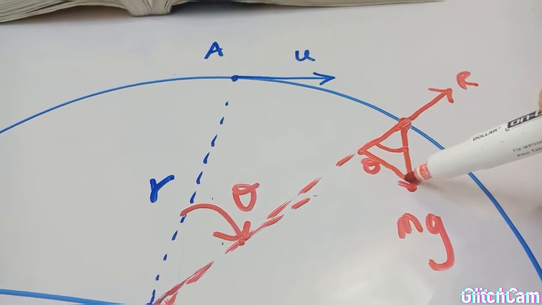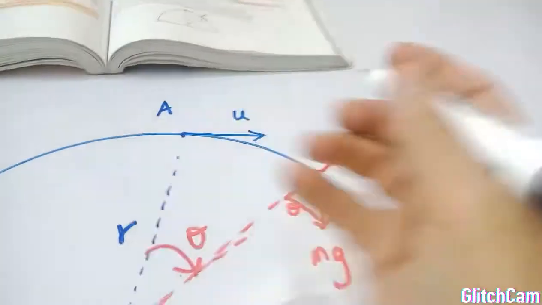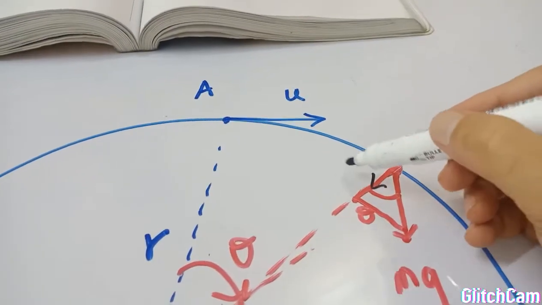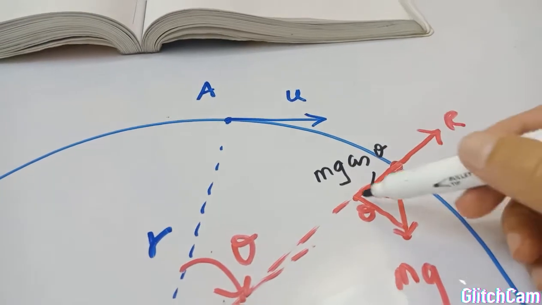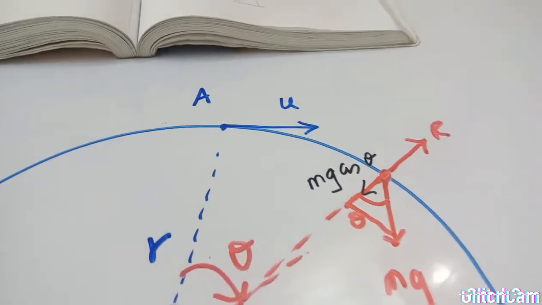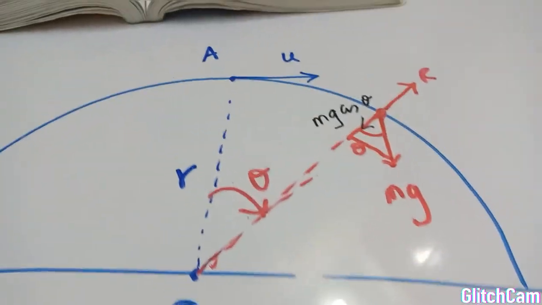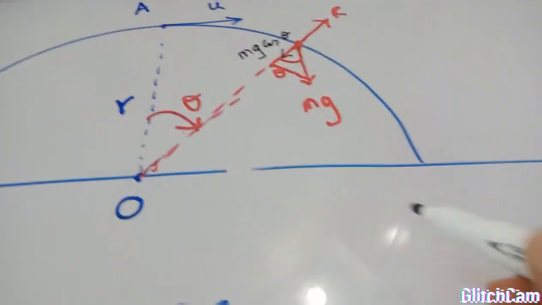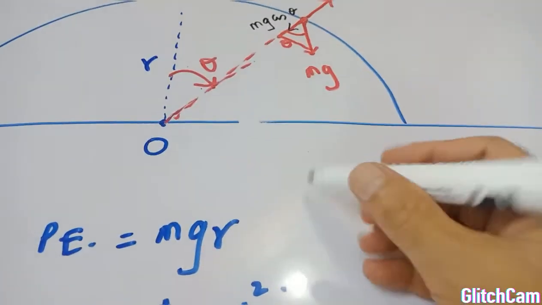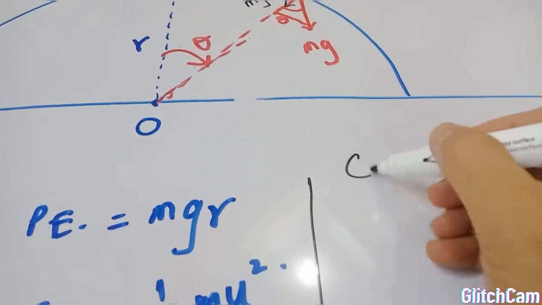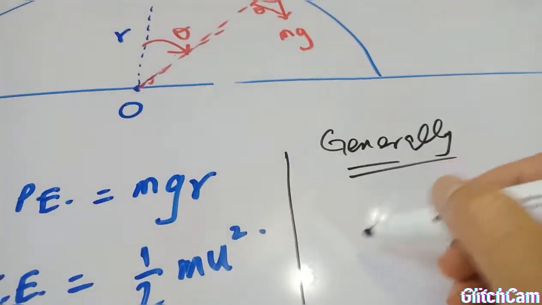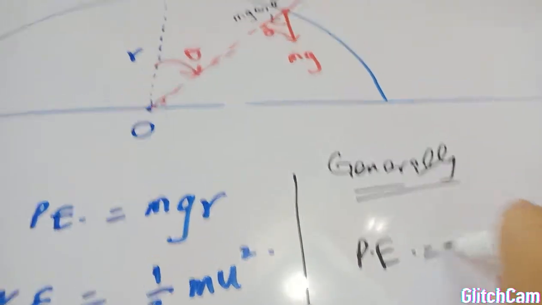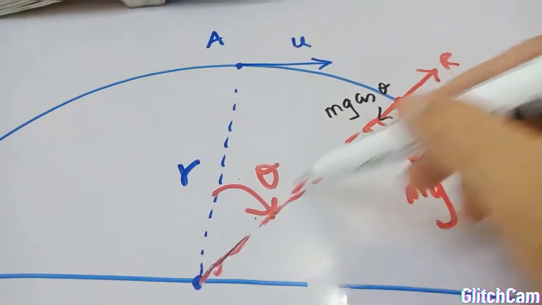Let me use this black marker. This is going to be mg cos theta, and I don't need this other component right now. So I have resolved the weight over here. Now let me see what the energies are in general. Generally we have the potential energy. If you look at this, this is your radius.